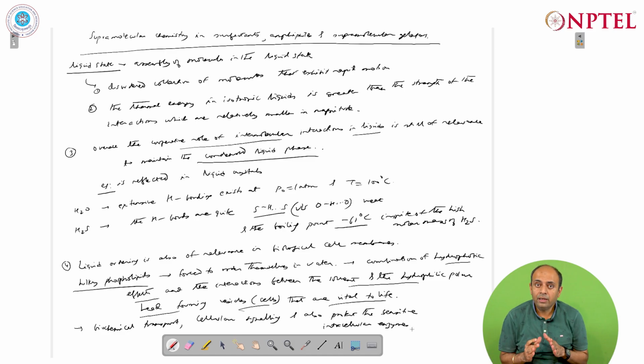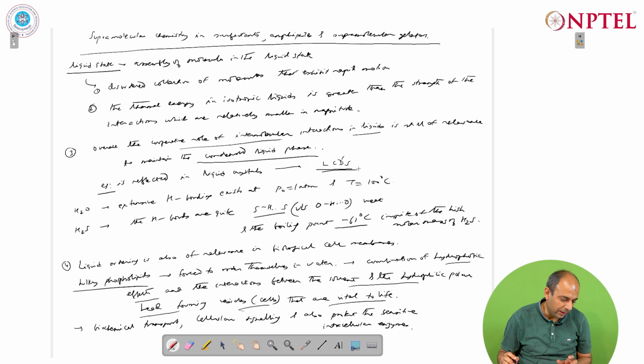So, you see the relevance of this ordering of the liquid molecules that is of relevance in biological cell membranes as well. And liquid crystals are of relevance in LCDs. Today we know that liquid crystal display technology is very popular and very important, and therefore this is a good application of a liquid ordering, that is the formation of the liquid crystals.